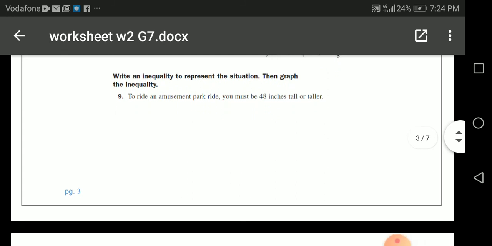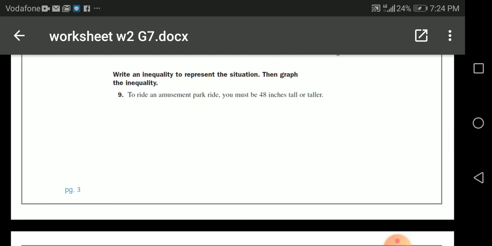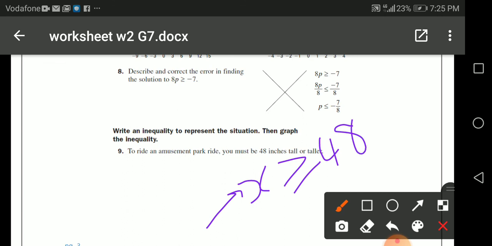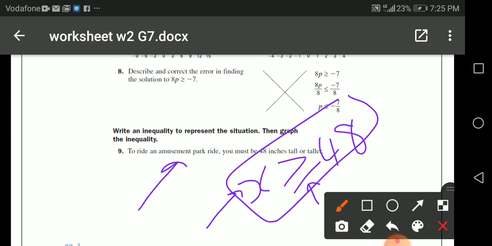Write an inequality to represent the situation, then graph the inequality. Okay, it's very easy. To ride an amusement park ride, you must be 48 inches tall or taller. So your height here is to be 48 inches. So I have to be equal to or more than 48 to take this amusement park ride.